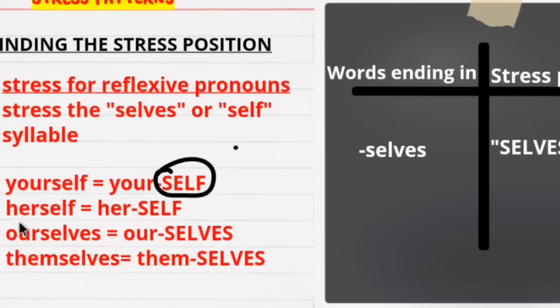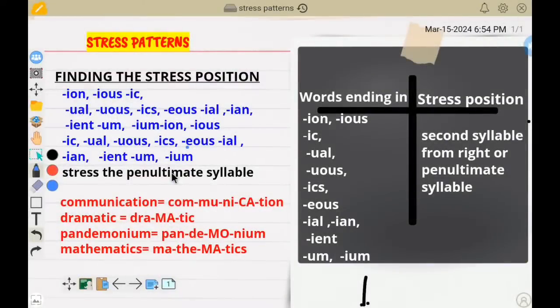Then for the second one, you have herself, so the stress will be on this part to be in caps. You have ourselves, so the stress will be on selves. Then you have themselves. It's just the same idea. Any other time you have a reflexive pronoun like this, just make sure the stress is on the self part.